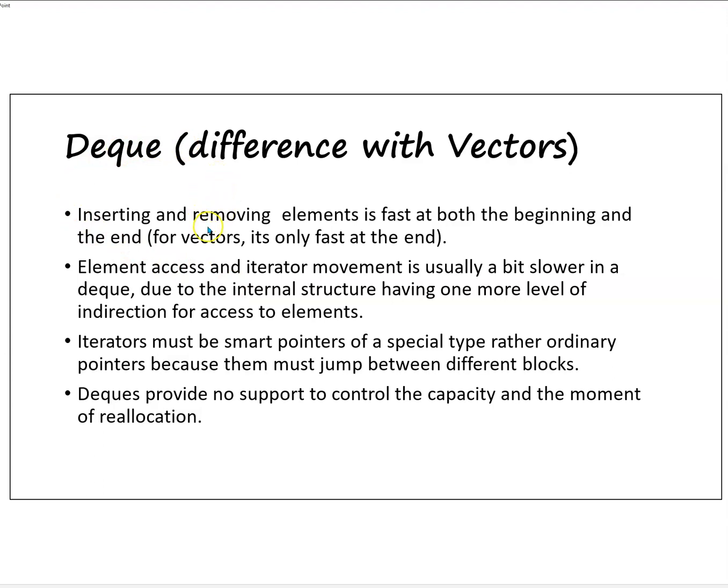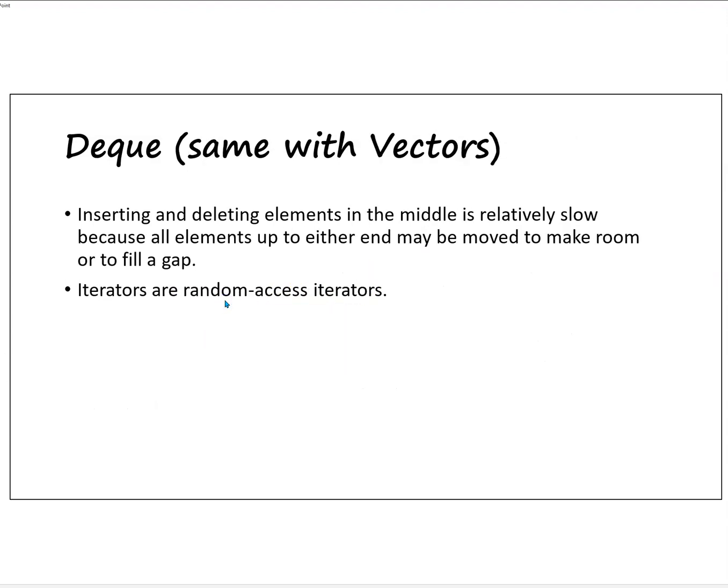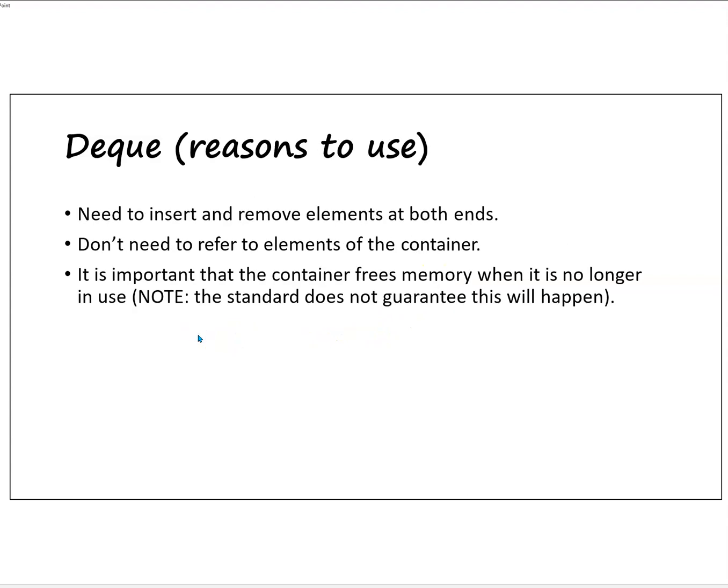Some differences between deques and vectors. Inserting elements is fast at both ends. Element access and iterator movement is a bit slower because you can't do random access. Iterators must be smart pointers of a special type rather than ordinary pointers because they must jump between different blocks. And deques offer no support to control the capacity and the moment of reallocation. Inserting and deleting elements in the middle is relatively slow, just like with vectors. And the iterators are random access iterators. So why would we use a deque? We want to insert and remove at both ends. We don't need to refer to the elements individually. And it's important that the container frees memory when it's no longer in use. However, the standard doesn't guarantee this will happen.